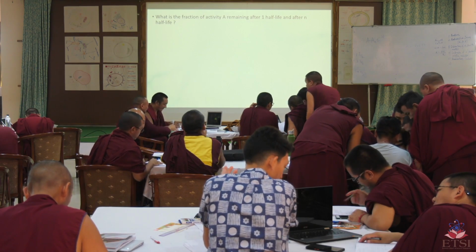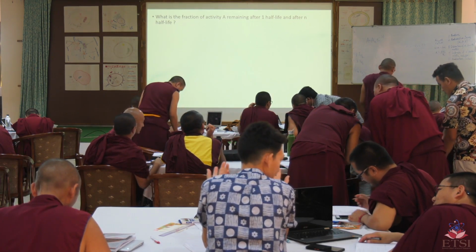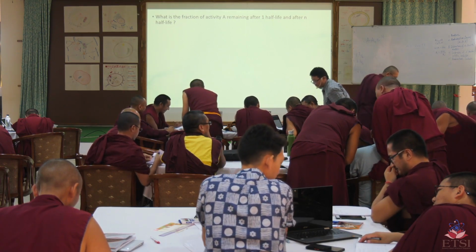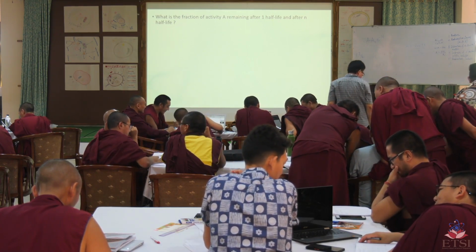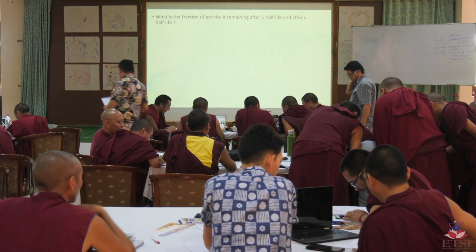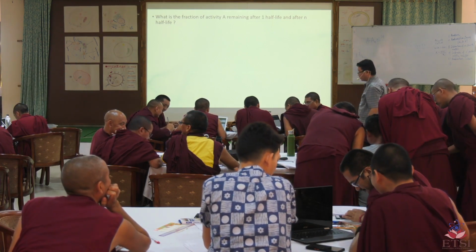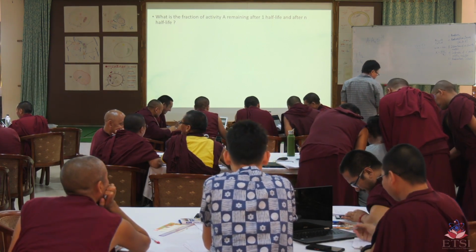Now 1 over 2. T here is 1 half life, so A is equal to A naught over 2, right? So 1 half life. If I had 2 half life, I will just put 2 half life, 3 half life, n half life, right? The second part has n half life. So now I will put this value in this equation.